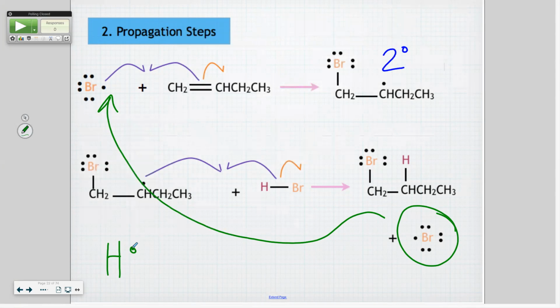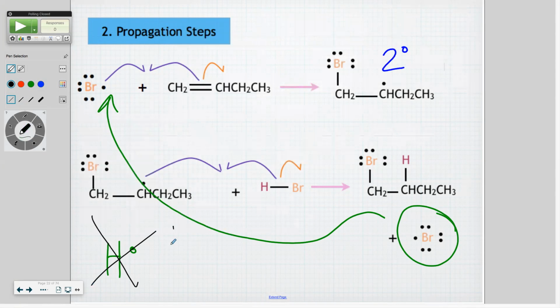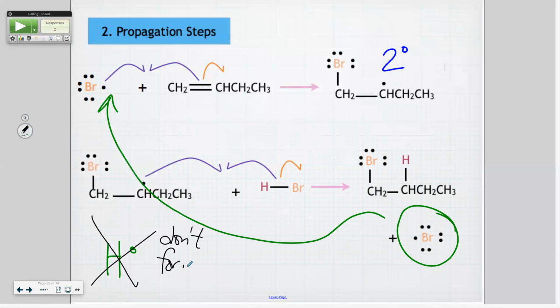Okay, so these don't form. I'll just write "don't form," so you'll know why it was there. Okay, what was the third kind of step now? Termination.